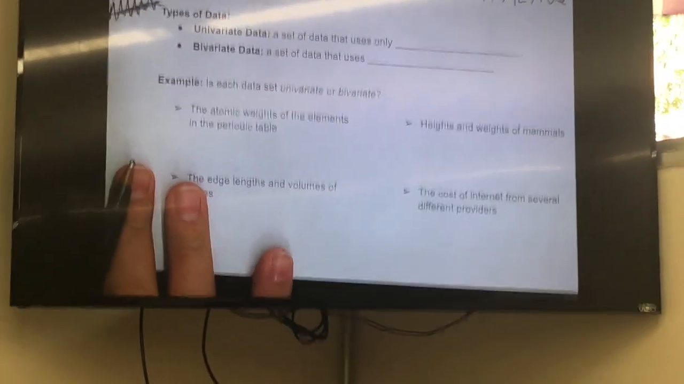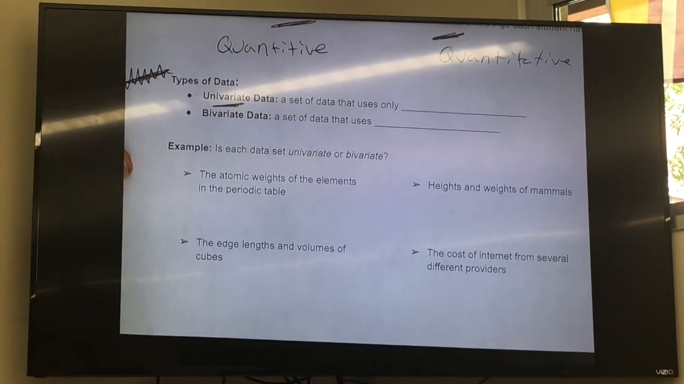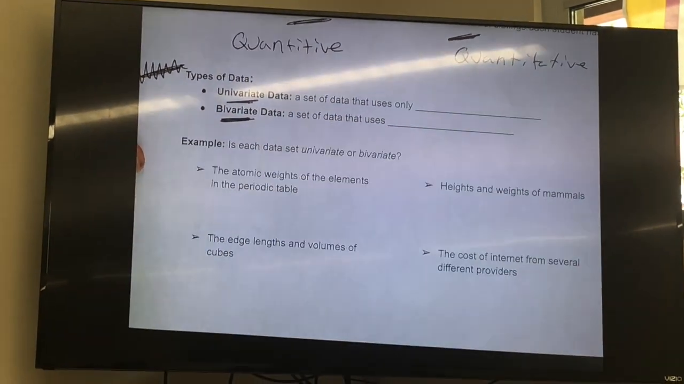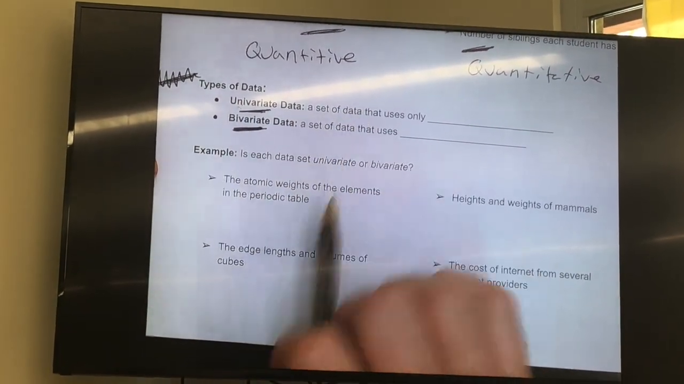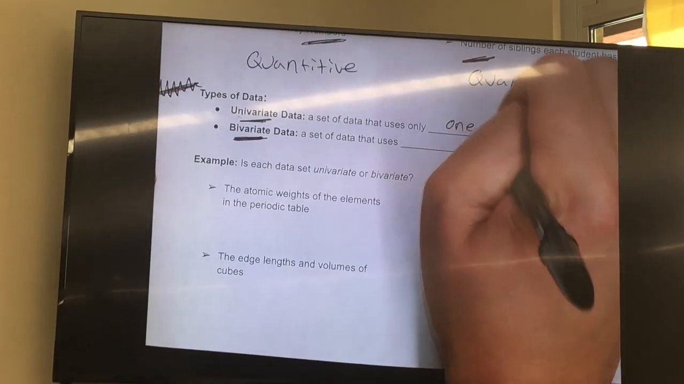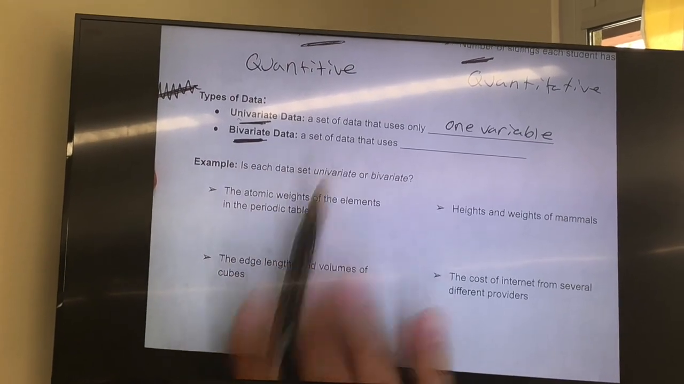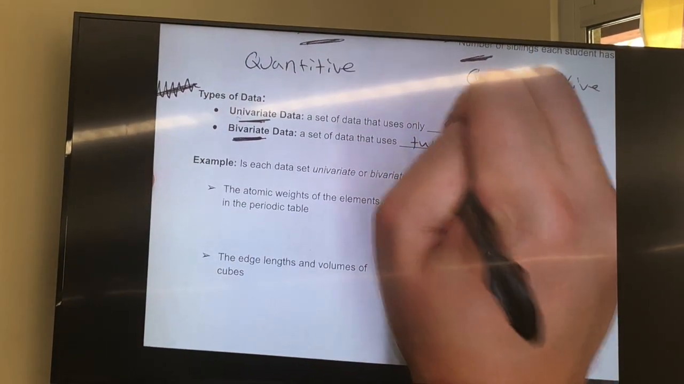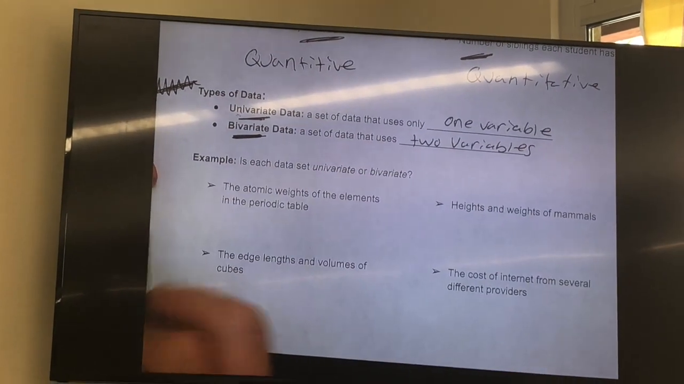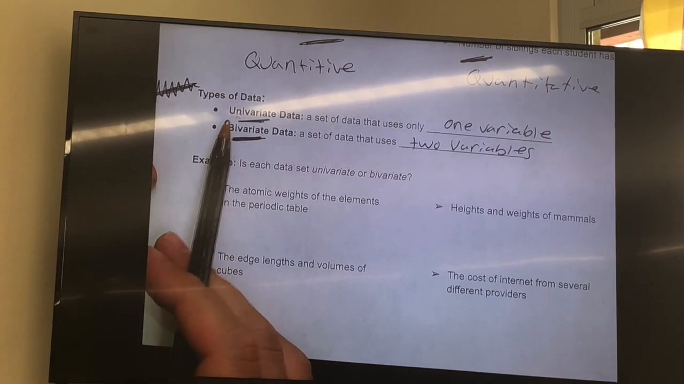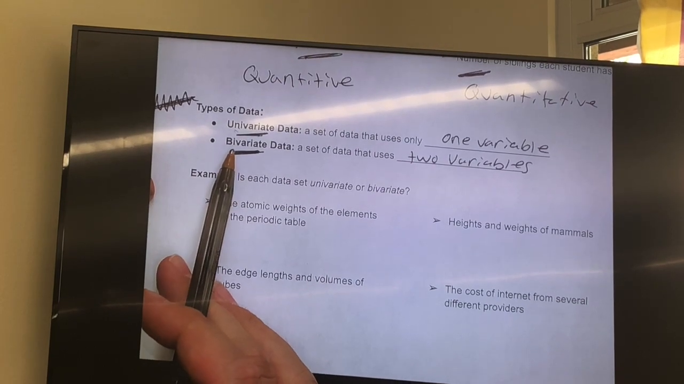Then we are looking at types of data. We're looking at univariate data and bivariate data. Okay, uni means one, so this is a set of data that only uses one variable. And bivariate, a set of data that uses two variables. You guys probably already knew this terminology, right? If you played the game Uno, and uni, they sound for one. Bivariate, like a bicycle, has two wheels.